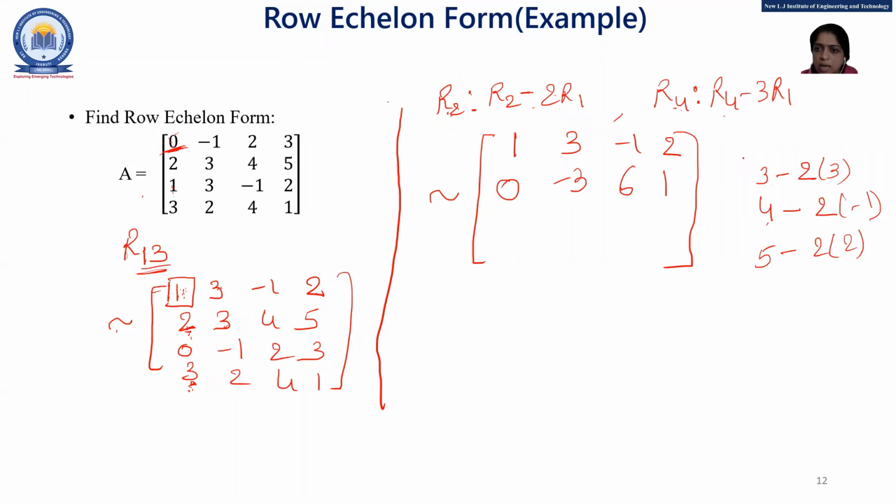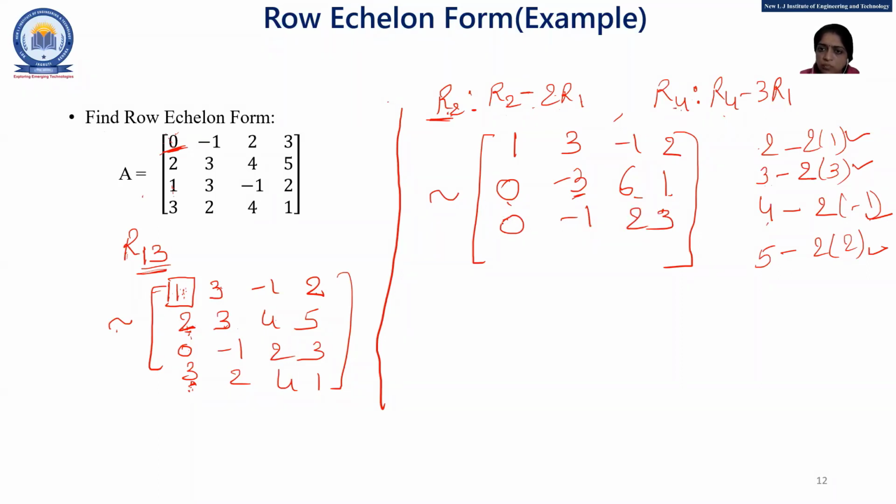Got it, students? I did here 2 minus 2 into 1. So I apply this operation R2 for the first element. For this one is second element 3. This one is for the third element and this one is for the fourth element. Okay. Then I put my third row, keep it same because there is already 1.